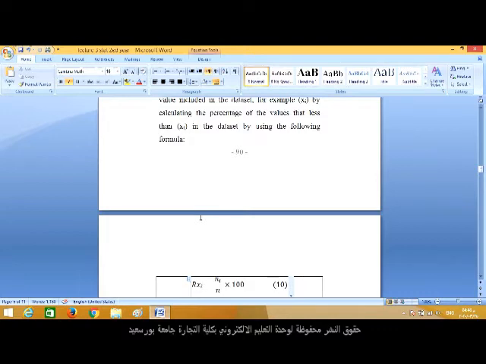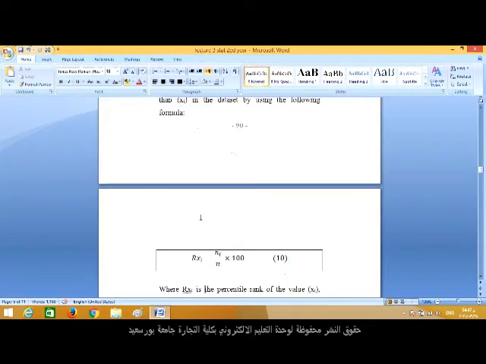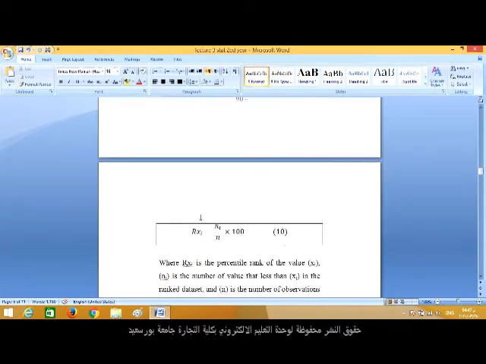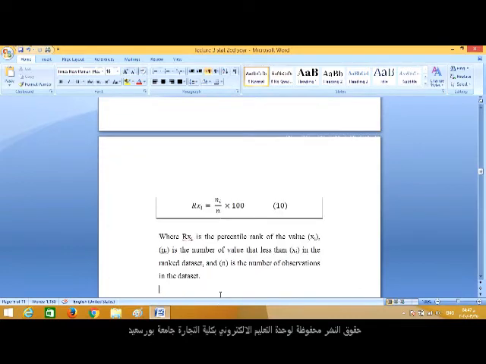Okay, Rx. The rank of this value equals ni, the number of values less than this value, divided by n, the number of observations, multiplied by 100, where Rx is the percentage rank of the value x, ni is the number of values that are less than x in the ranked data, and n is the number of observations in the data set. Okay?